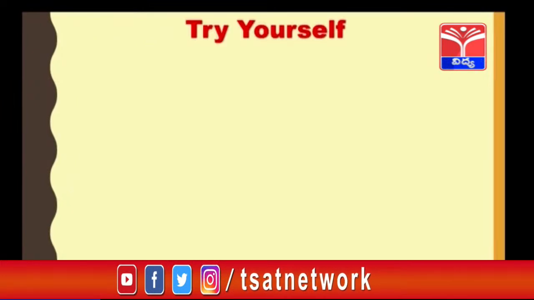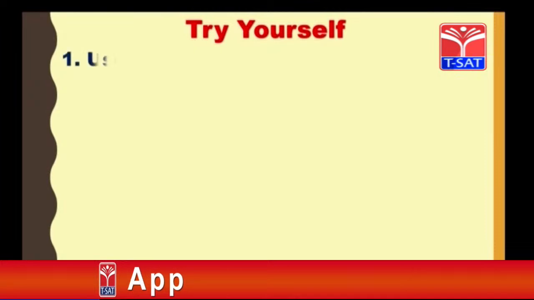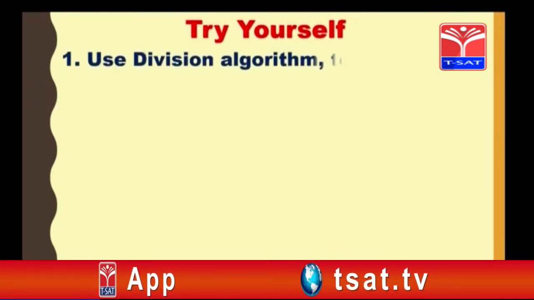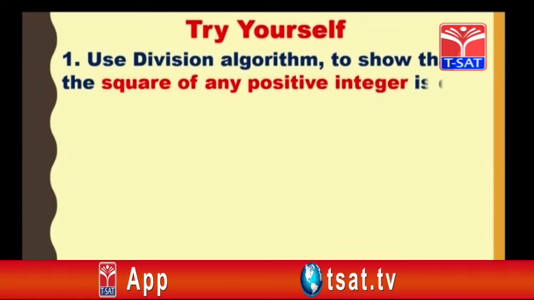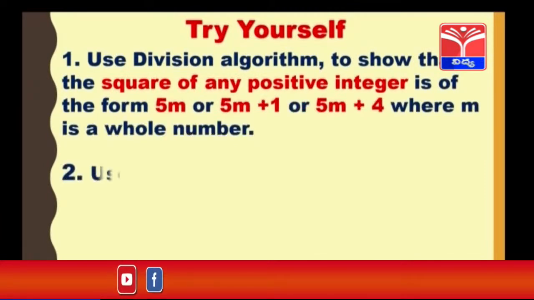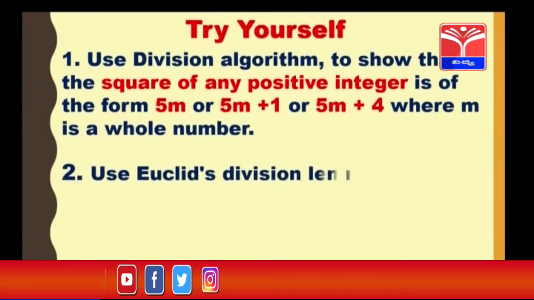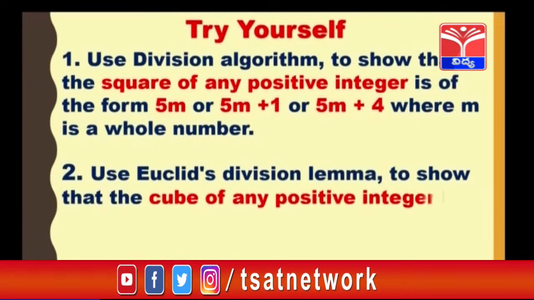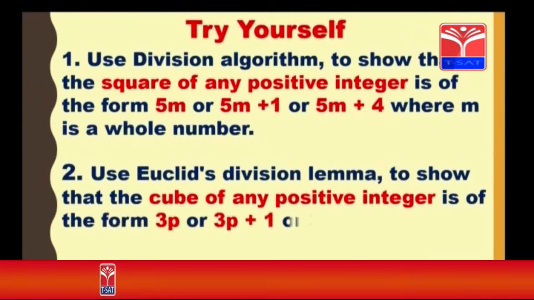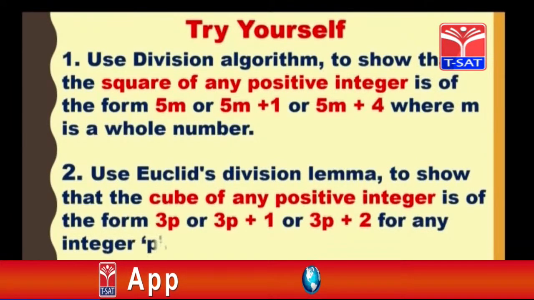Students, try these problems on your own. The first problem is: use division algorithm to show that the square of any positive integer is of the form 5m or 5m plus 1 or 5m plus 4, where m is a whole number. Use Euclid's division lemma to show that the cube of any positive integer is of the form 3p or 3p plus 1 or 3p plus 2 for any integer p.